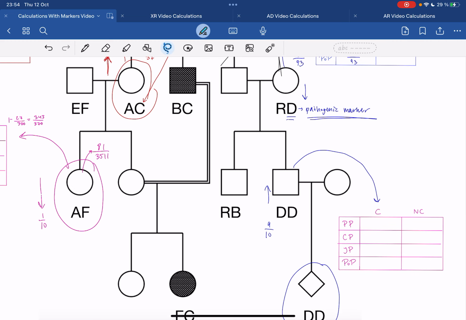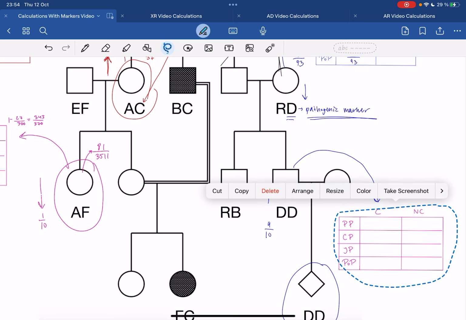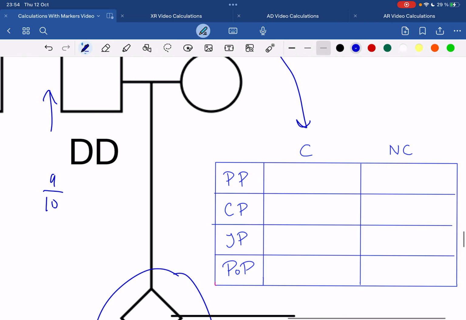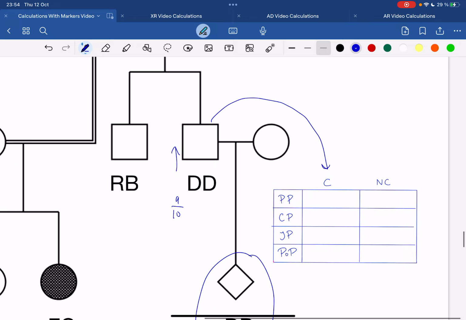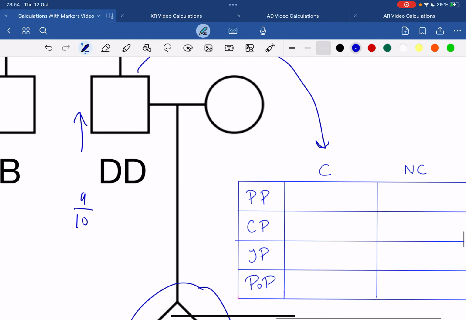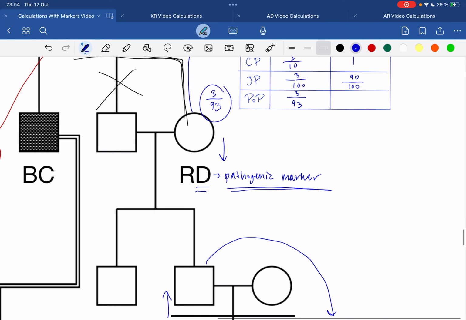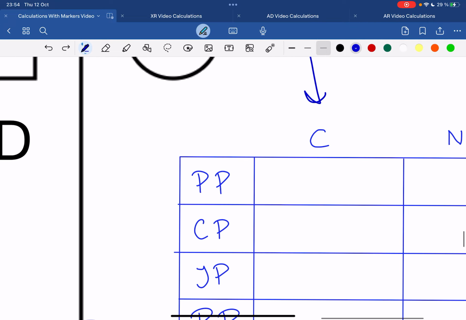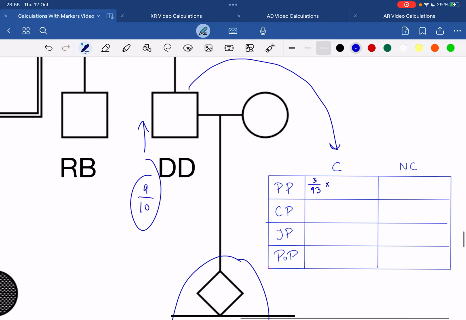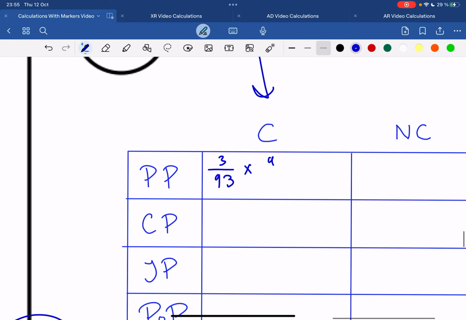But we have to do another Bayesian table for this person. So let's draw that. It would probably be the final Bayesian table I ever do here. Or maybe not. Let's not jinx it. So we take the parent's chance to be a carrier, which is 3 over 93, times the high or low chance. In this case it's high, so 9 over 10.